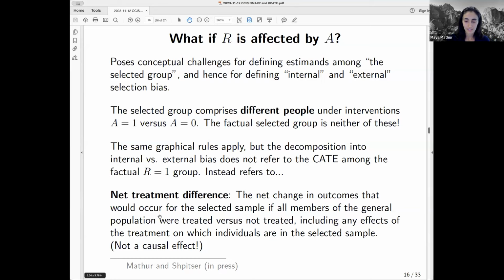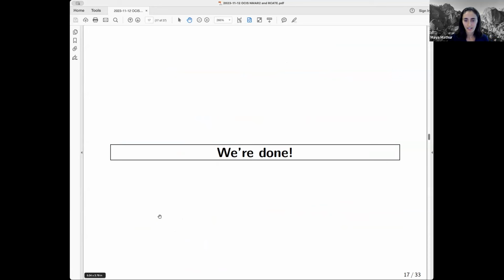Now, this is not the only way to think about post-treatment selection. There's also principal stratification type approaches, things like survivor average causal effects. And so you can talk about causal effects in this setting, but this is what we use for this particular decomposition. All right, so we're done, right? We have some graphical criteria.